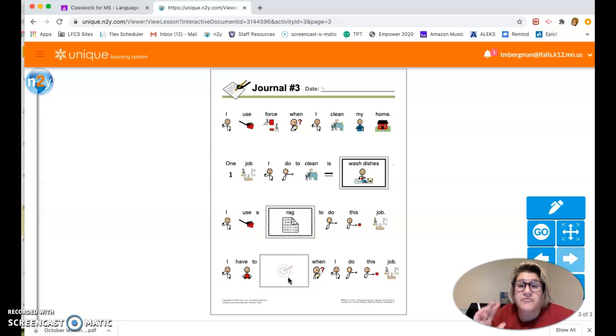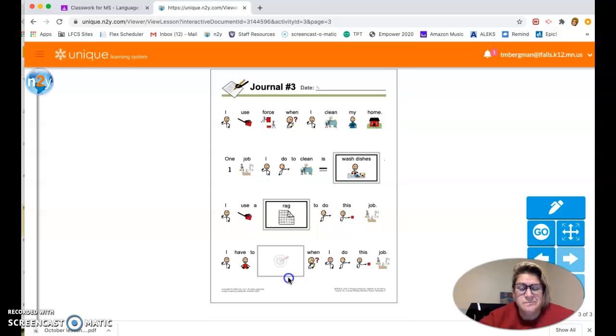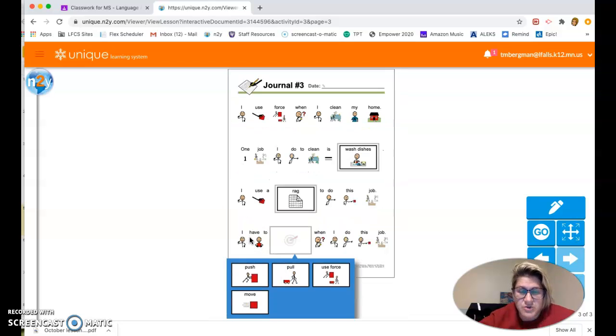So remember we're talking about force, right? So how things are moving. So we don't necessarily think about force and motion when we're talking about cleaning, right? Because a lot of times we think of that with sports and activities. So here are our choices. I have to what when I do this job? I have to push, pull, use force, or move.